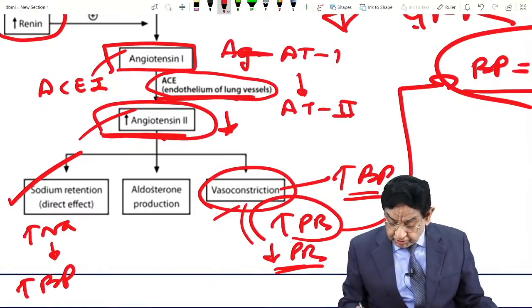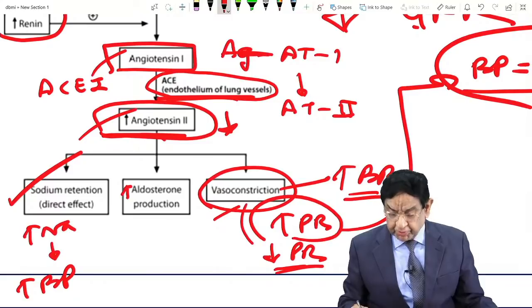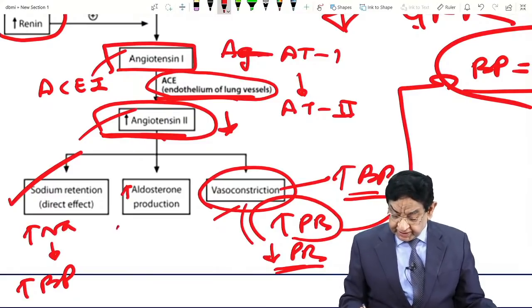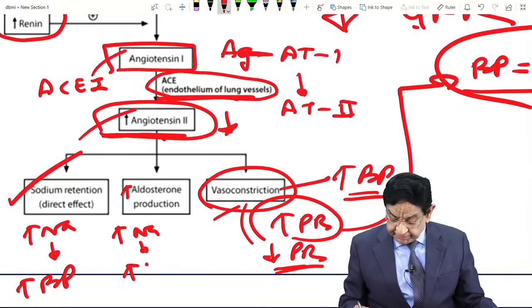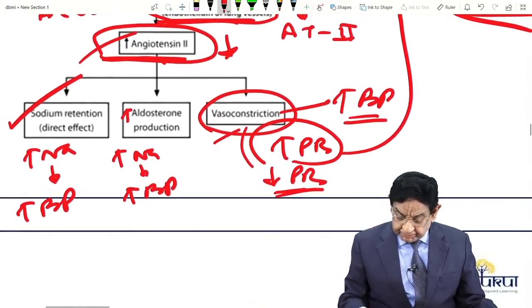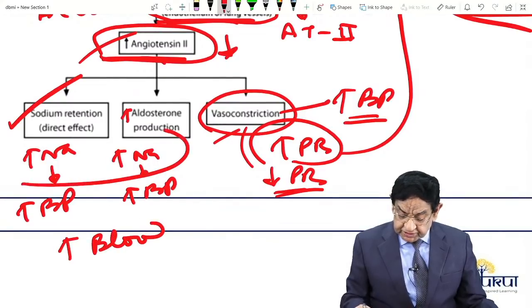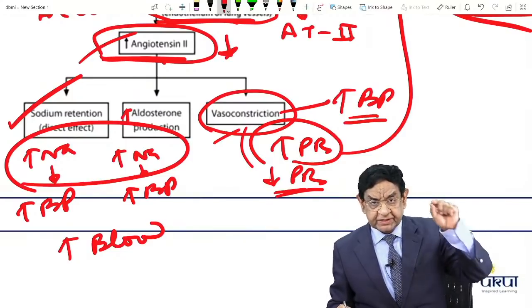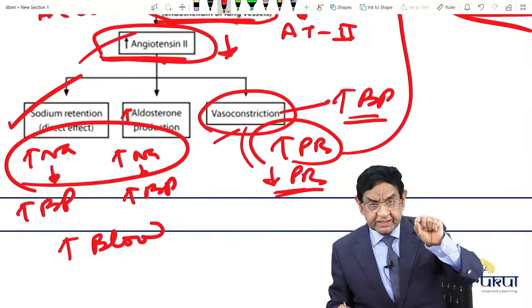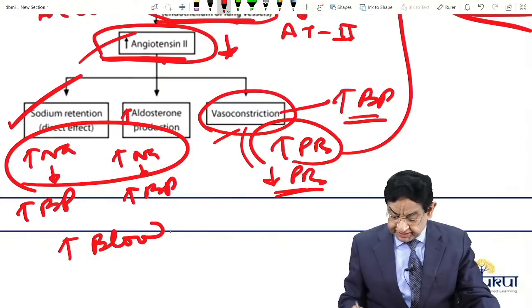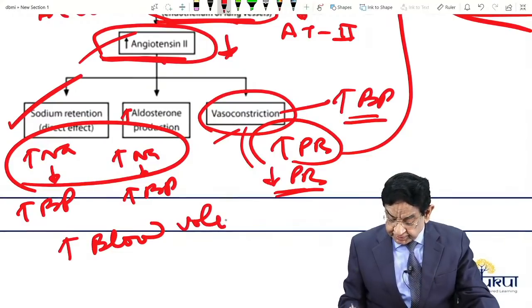It also causes increased aldosterone production. This will lead to again increased sodium retention. It will lead to increased BP because they are going to cause increased blood volume. Increased sodium will lead to increased blood volume. So this will lead to increased BP.